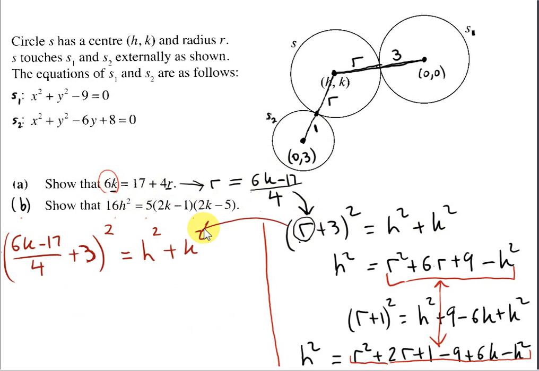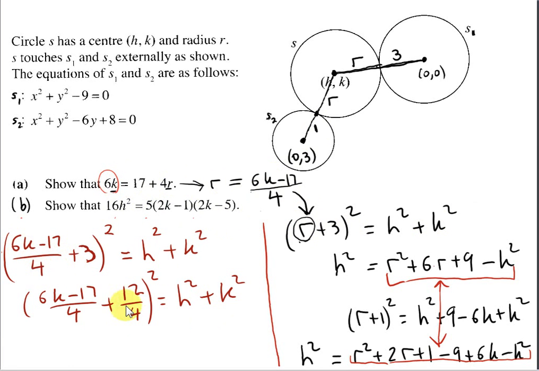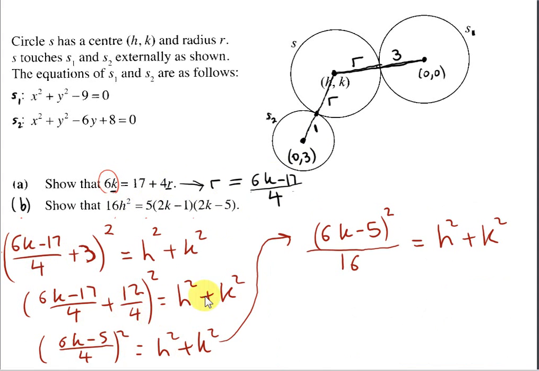So I've written this equation here. Okay, we need to write this as a binomial, just two terms, although we can also take out 1 over 4. I'll write 3 as 12 over 4, so we have this common denominator of 4, and we have 6k minus 17 plus 12, that's 6k minus 5 divided by 4 squared equals h squared plus k squared. Now squaring this, we square the top, 6k minus 5 squared, and 4 squared gives 16.